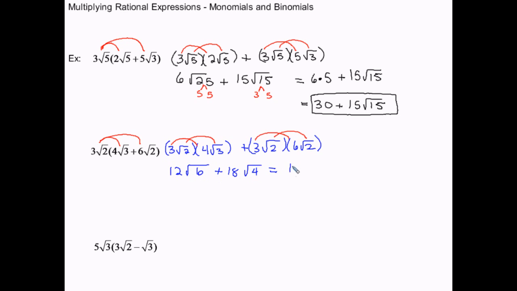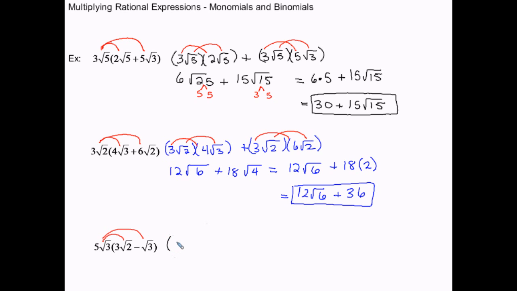6 is just 2 times 3, so that is not going to simplify. 18 times 2, since the square root of 4 is 2. So that is going to give me 12 times the square root of 6 plus 36. And then finally, if I have a negative, we need to take that into account.